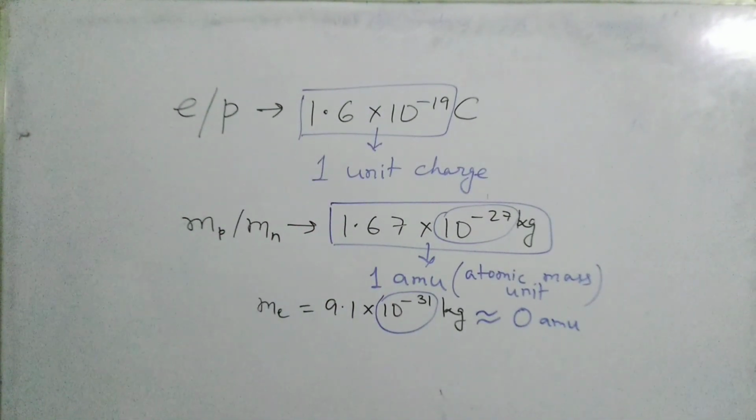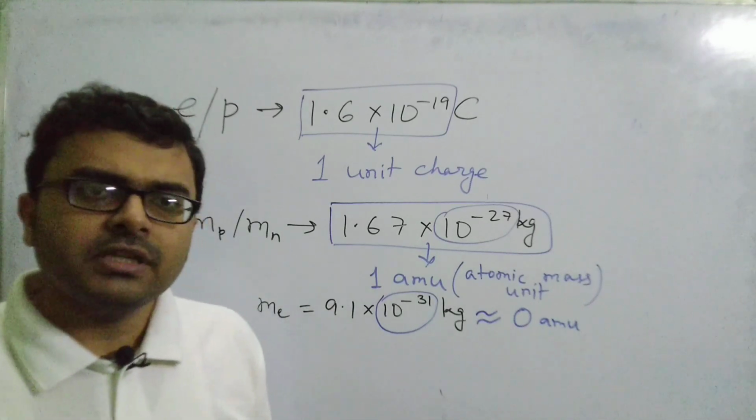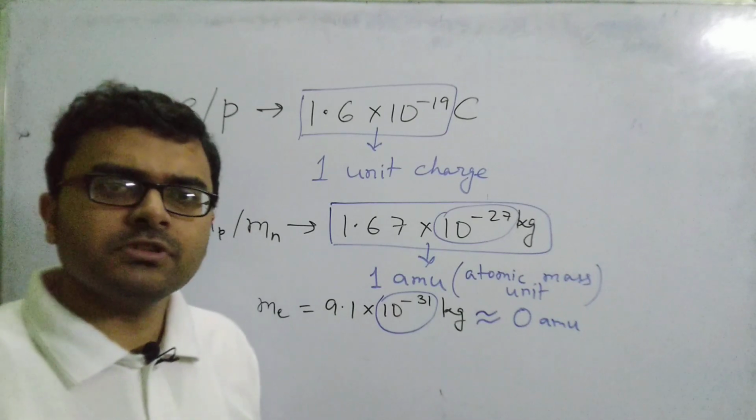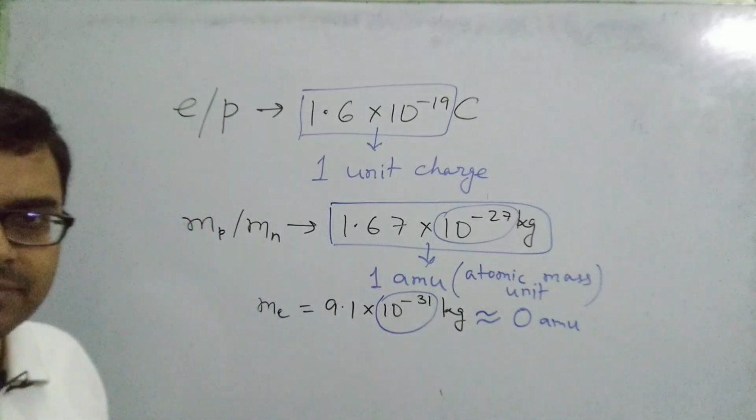So, we can neglect the mass of the electron in comparison to the mass of the proton and neutron. If we consider the structure of an atom, the major mass of the atom is due to the protons and neutrons. The more protons and neutrons, the more the mass of the atom.